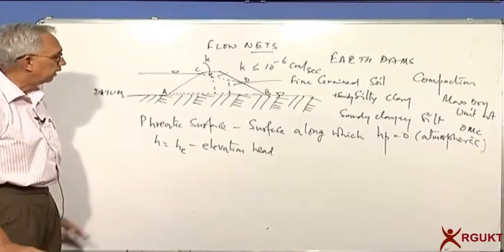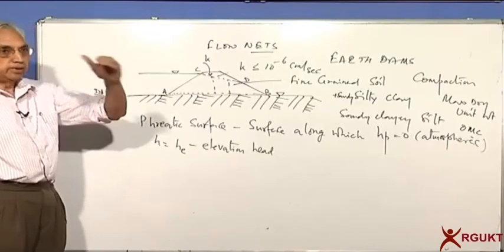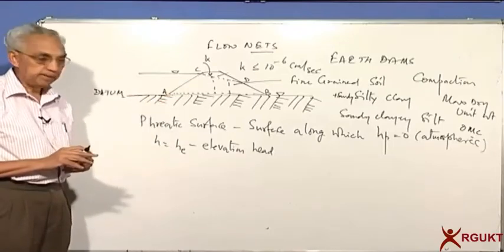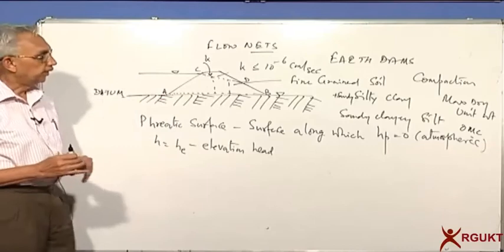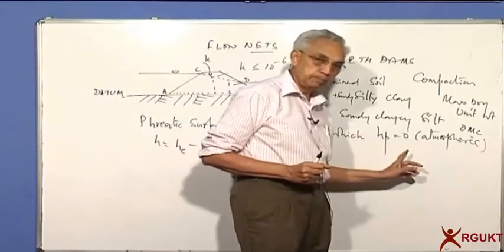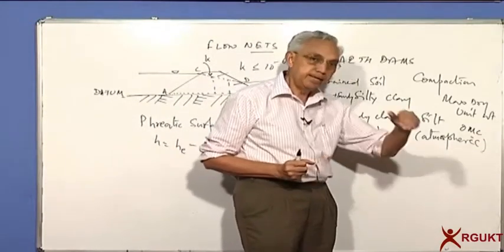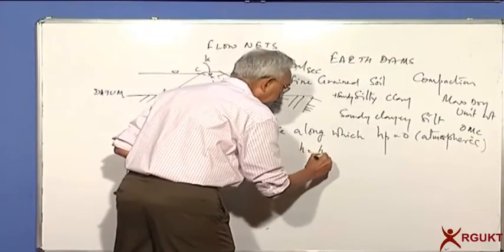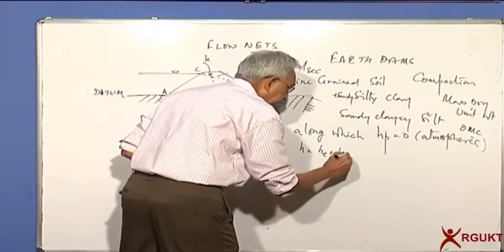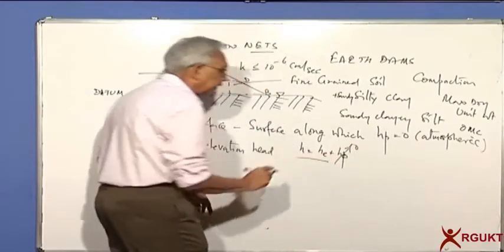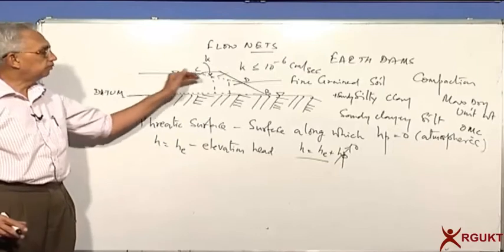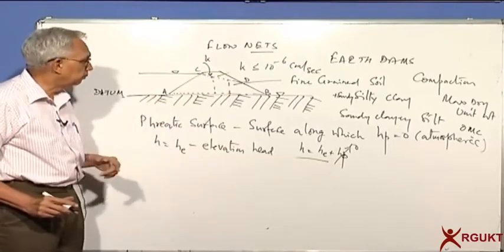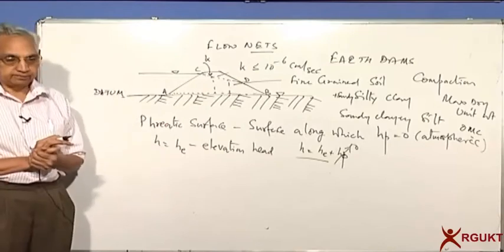Please remember, a phreatic surface is the topmost flow line in a medium in which flow is taking place. The characteristic is that the pressure head is 0 at any point, which means the total head is equal to the elevation head. This is 0, so the head keeps dropping as we move from C to D. The potential keeps dropping, and we need to find this surface.